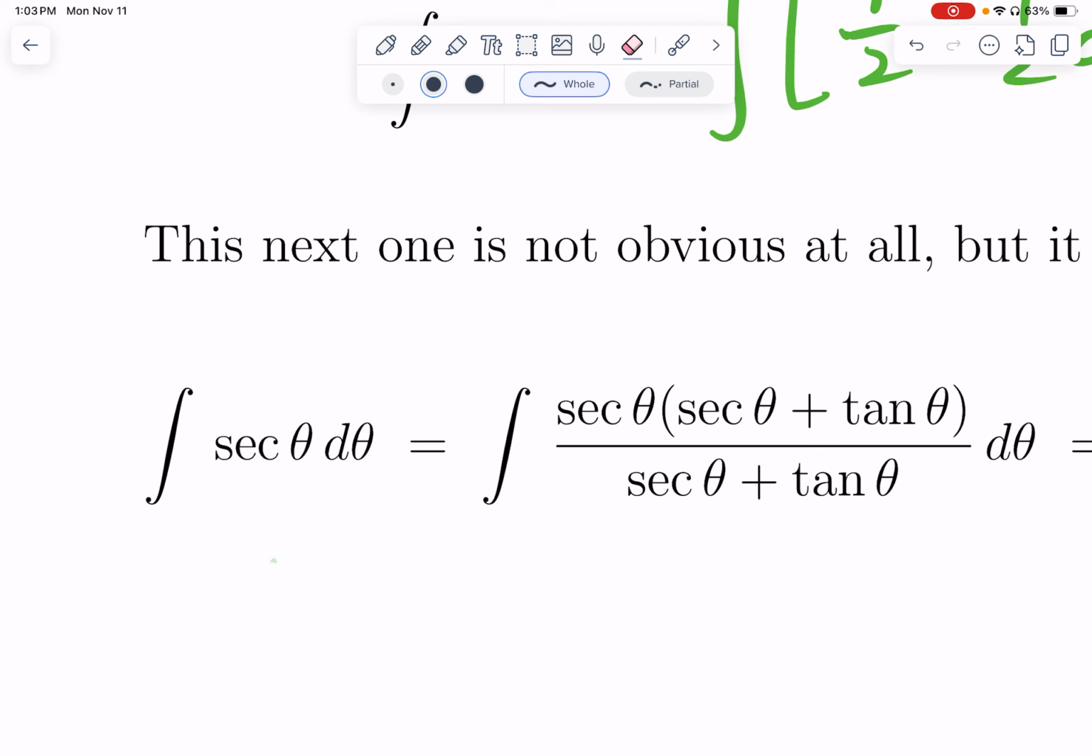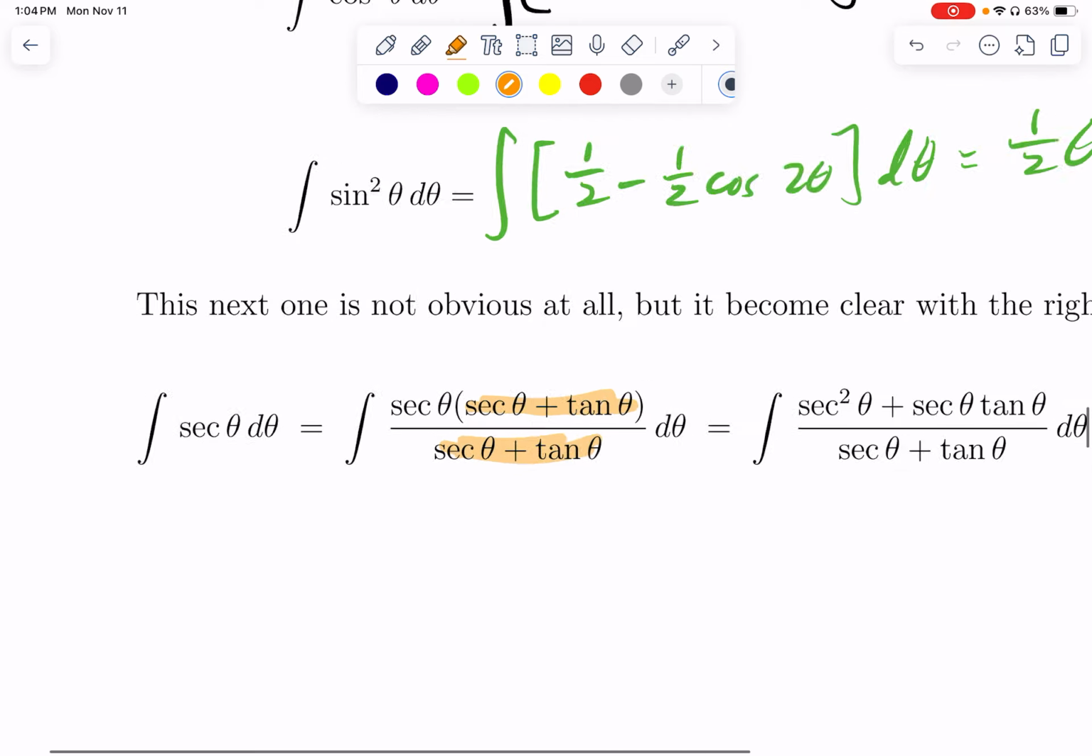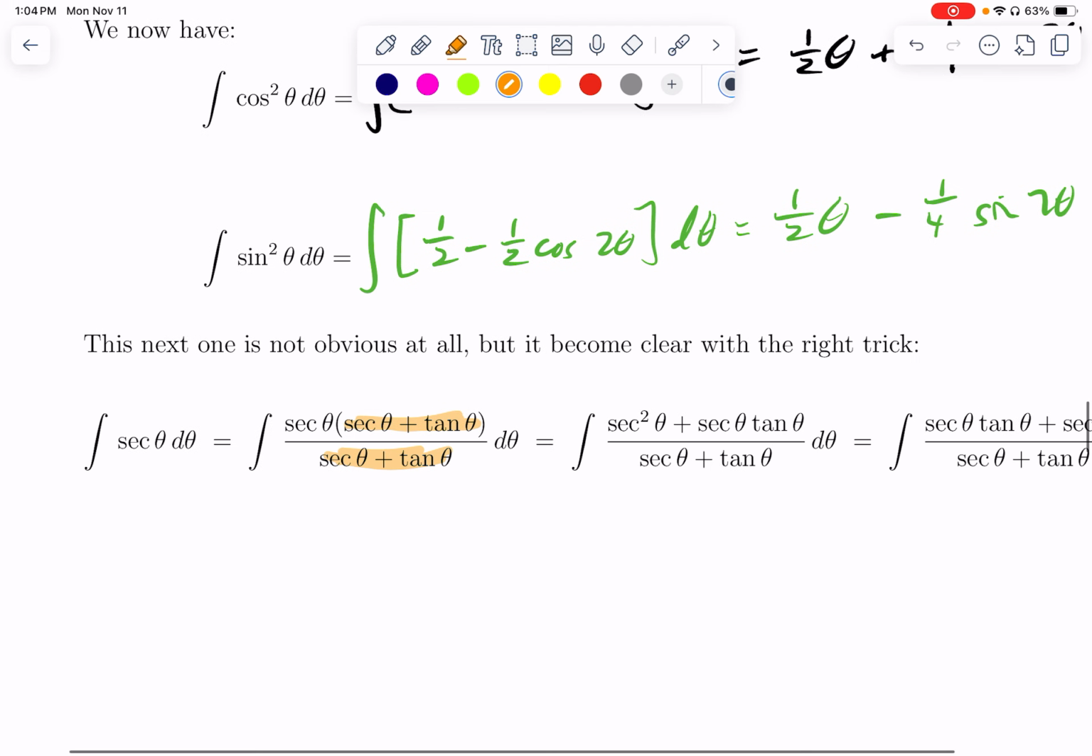So now here is the trick that kind of comes out of nowhere. What if I just multiply top and bottom by secant theta plus tan theta? So I'm creating a fraction. Obviously, top and bottom, I've multiplied by the same thing. It's still equal to secant theta. Then I will distribute in the top. So in the top, I have secant squared theta plus secant theta tan theta.